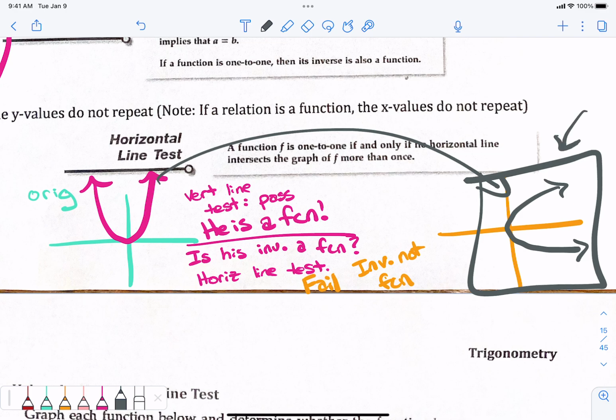But I don't have to actually draw the inverse out to know whether his inverse is a function or not. I do the horizontal line test. This is what he actually looks like. The vertical line test says he doesn't pass, but I can tell that by just doing the horizontal line test to that guy. Does that make sense? So you do the vertical line test to determine whether what you're looking at is a function or not. You do the horizontal line test to see if his inverse is a function or not. Happy with that? Okay, all right, good.